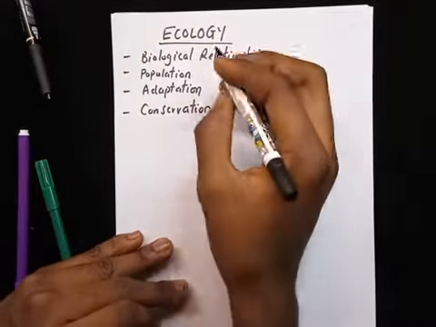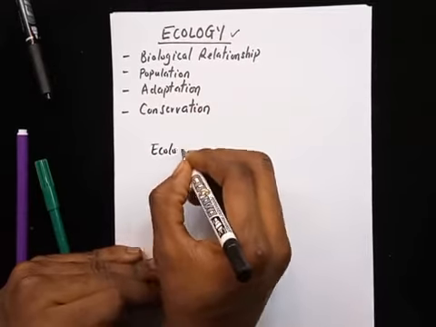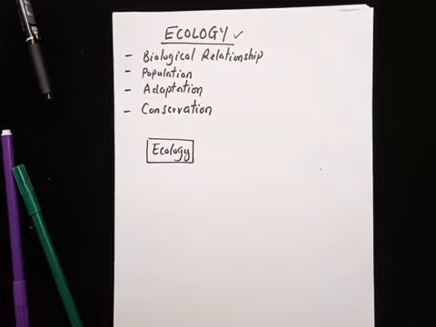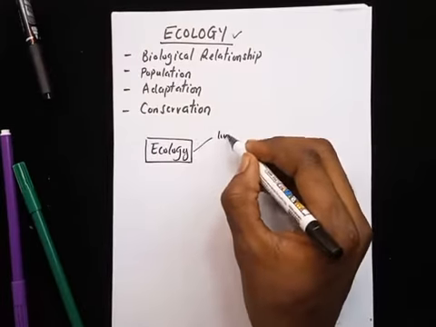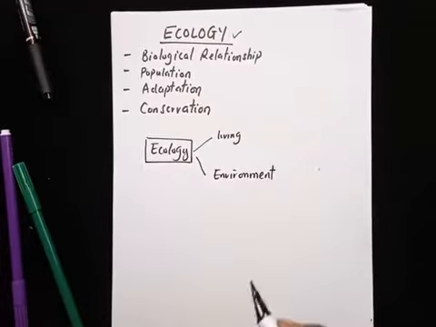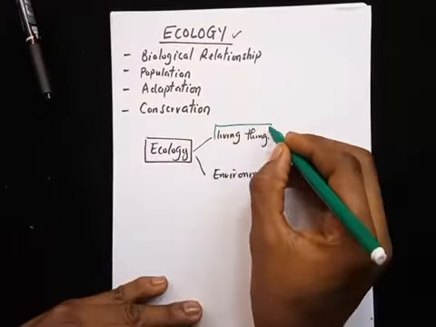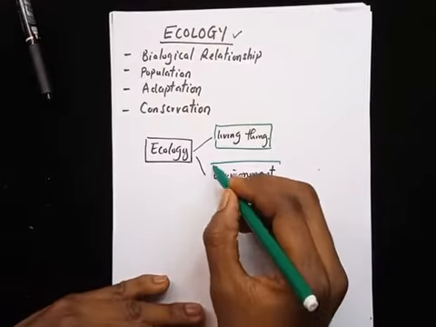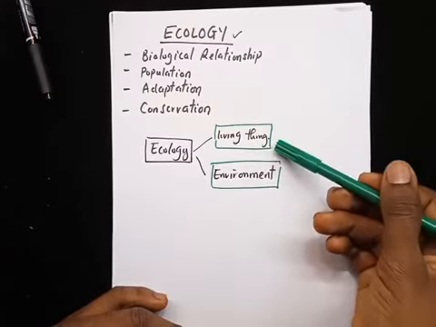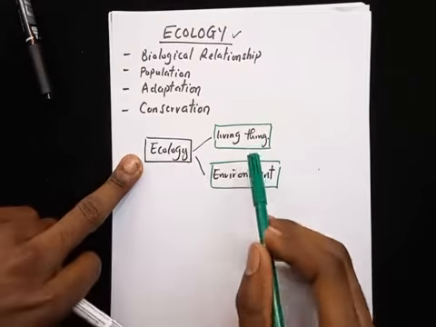So the first thing I'm going to say is, I defined ecology already for us as what? Ecology is the study of living things and their environment. So it's a study of living things and their environment. And these living things are the members that are the biotic components of an ecosystem. So ecology is the study of living things and their environment.